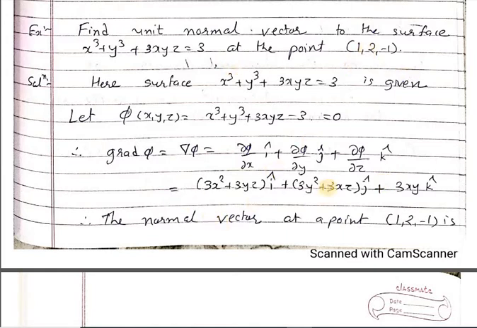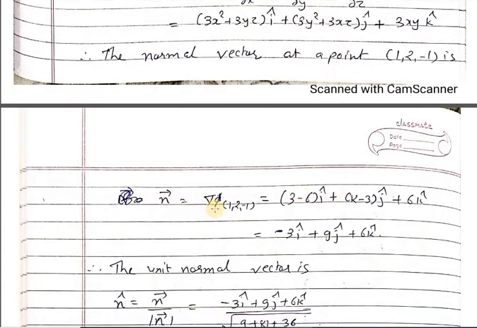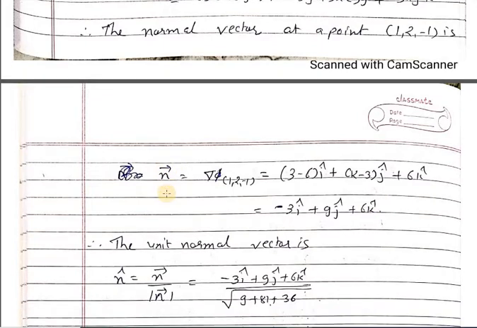So put it here 1, 2, minus 1 and simplify. That will give you n bar is equal to grad phi. So putting values, x is equal to 1, y is equal to 2, z is equal to minus 1. That will give you 3 minus 6i plus 12 minus 3j plus 6k. And the final answer will be n bar is equal to minus 3i plus 9j plus 6k. n bar is our normal vector.